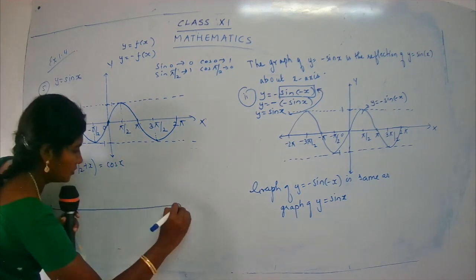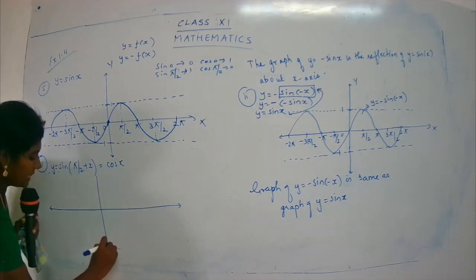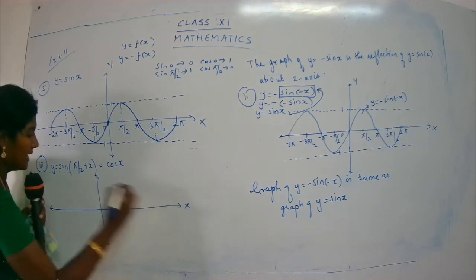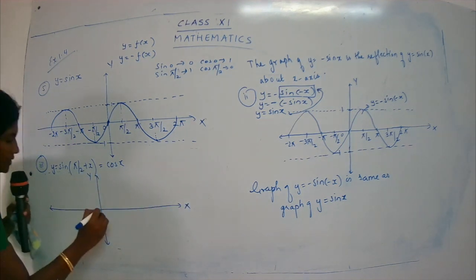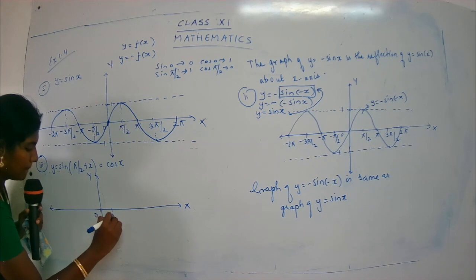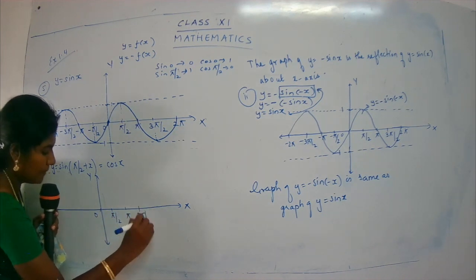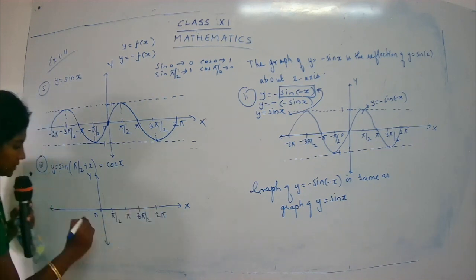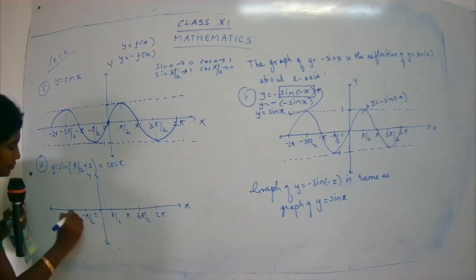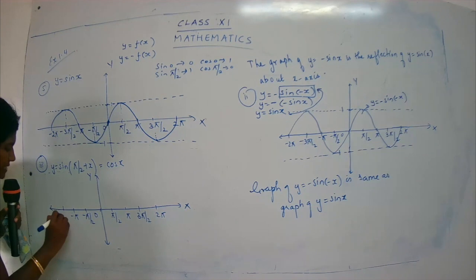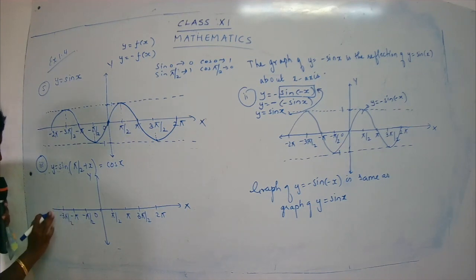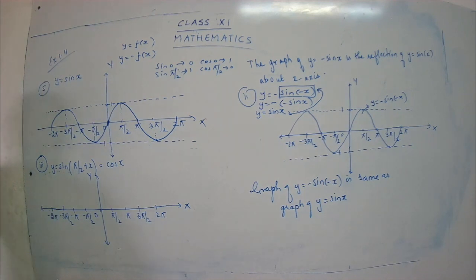So first of all, I'll draw a graph. I'll draw an x-axis and a y-axis. Mark the origin, pi by 2, pi, 3 pi by 2, 2 pi, minus pi by 2, minus pi, minus 3 pi by 2, minus 2 pi. Okay, children, so we have plotted. So be careful.